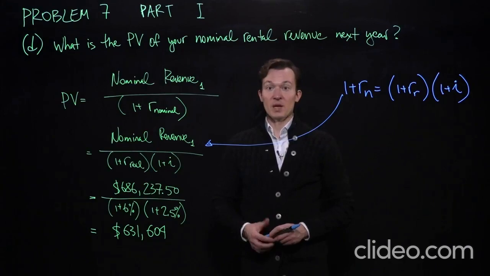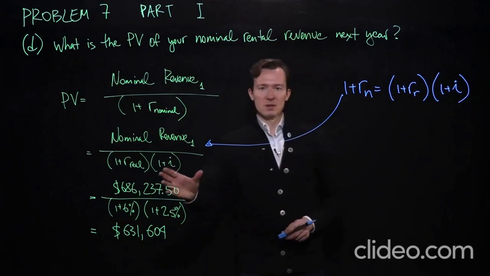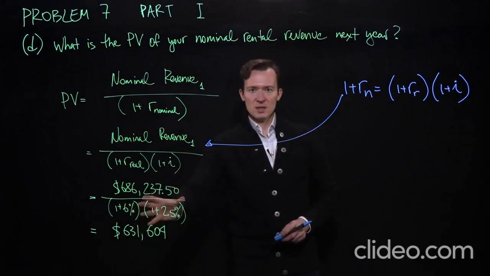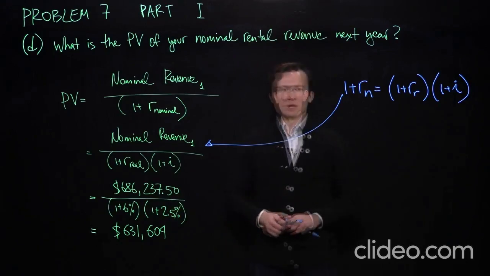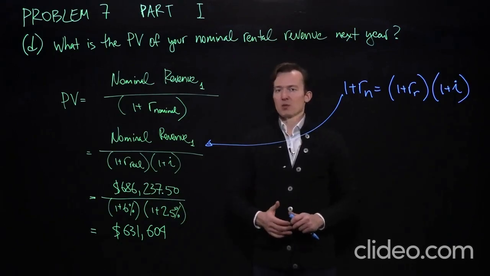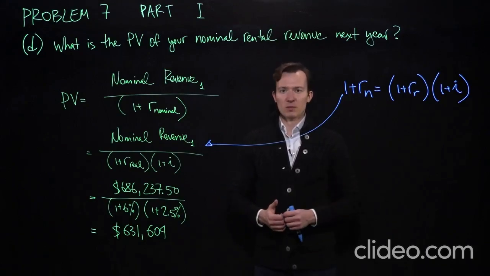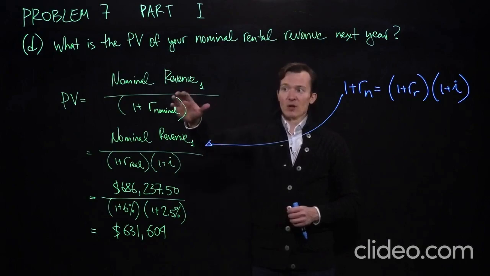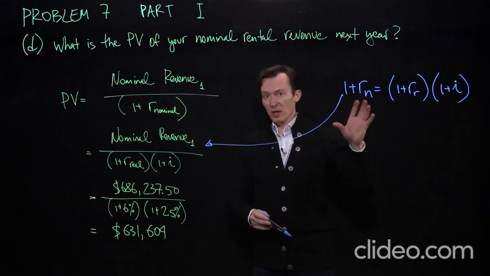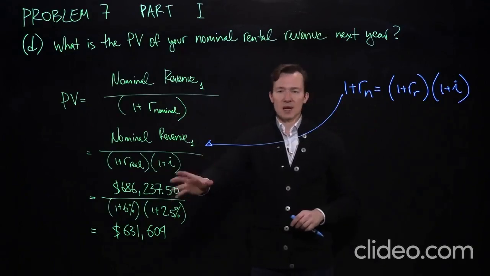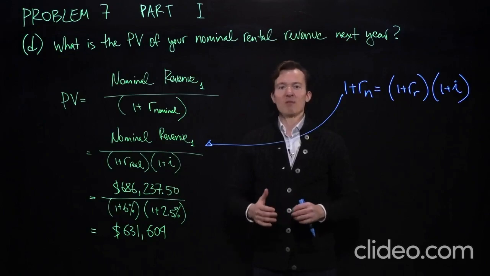$631,604. Now notice, the present value that we get in this question is exactly the same as we got in part B of this question. The present value, of course, should not be affected by whether we're dealing with nominal or real units. If we're discounting nominal revenue at the nominal discount rate and real revenue at the real discount rate, we should be getting exactly the same answer. If we don't, it means we have made a mistake somewhere.